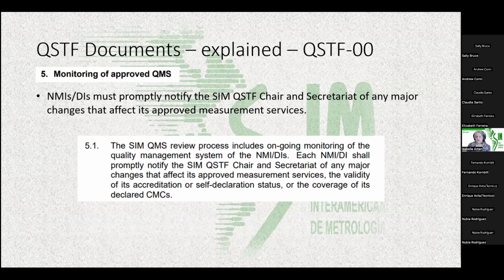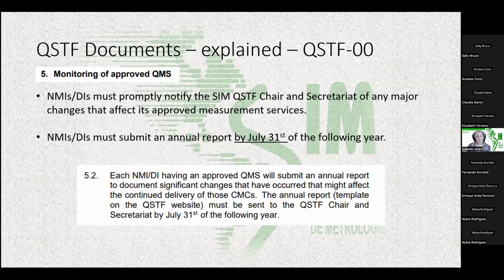Finally, in QSTF-00, QSTF is also in charge of the monitoring of approved QMS, and the institutes are responsible to promptly notify the chair and secretariat of any major changes that affect its approved measurement services at any time during the year. If something happens that would affect the approval, then the institute needs to notify the SIM QSTF leadership. In addition to that, every year an annual report is submitted by each institute by July 31st of the following year. This is a new date. It used to be every January. It has changed this year to July 31st.